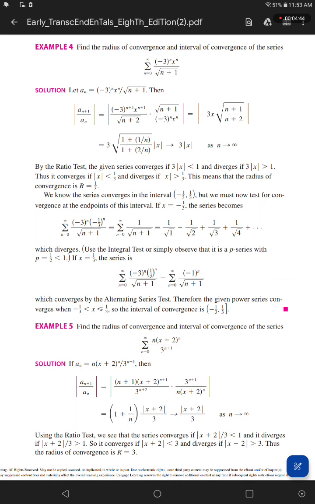Therefore, the given power series converges when -1/3 is less than x and x is less than or equal to 1/3. So the interval of convergence is (-1/3, 1/3].